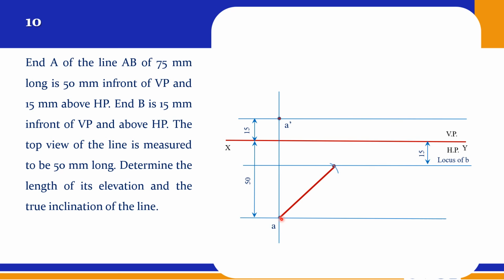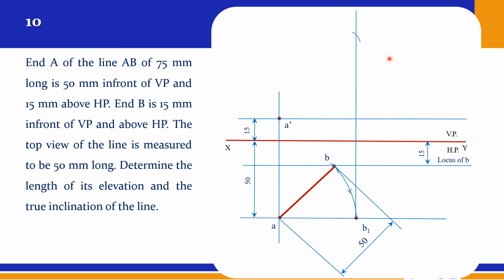Either you can mark here and rotate it, otherwise you can directly draw here, right? You can cut the arc. So this is the final top view. It is nothing but 50 mm, as given in the problem. AB you have obtained. Now from here you can rotate it up to the locus of A line, and you can project it up to the A dash locus line, right? You can draw the line, because you know the 75 mm true length.